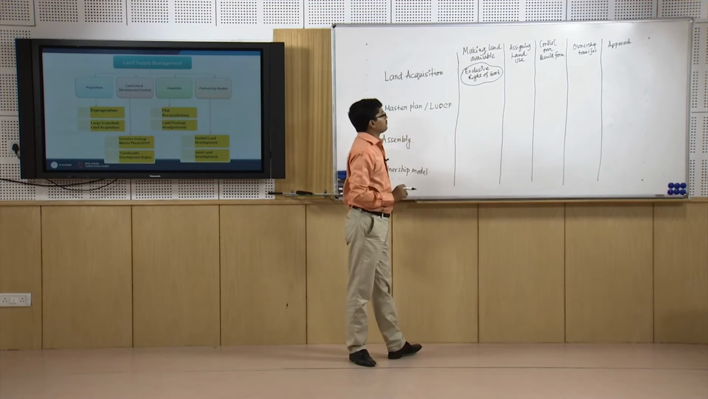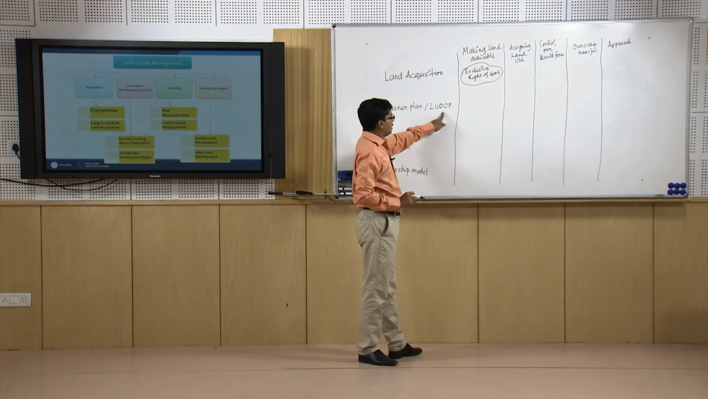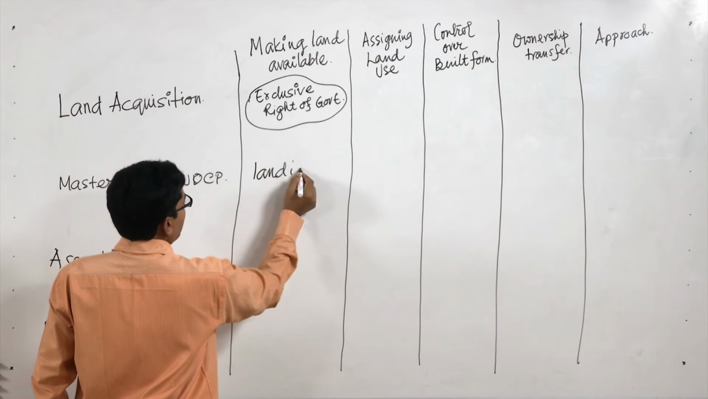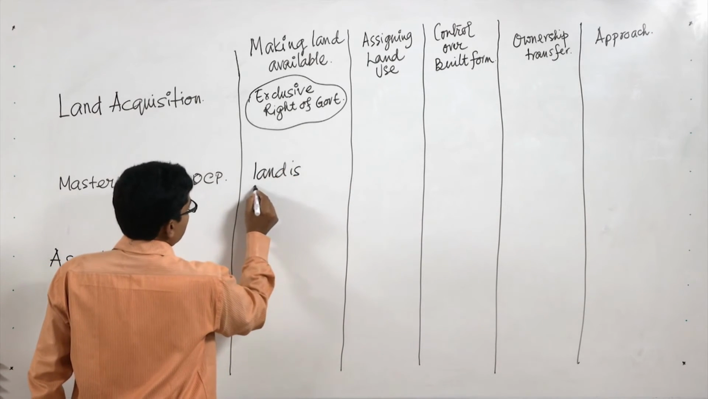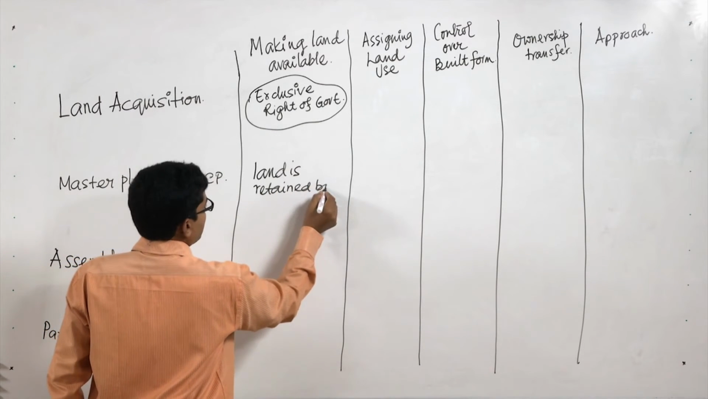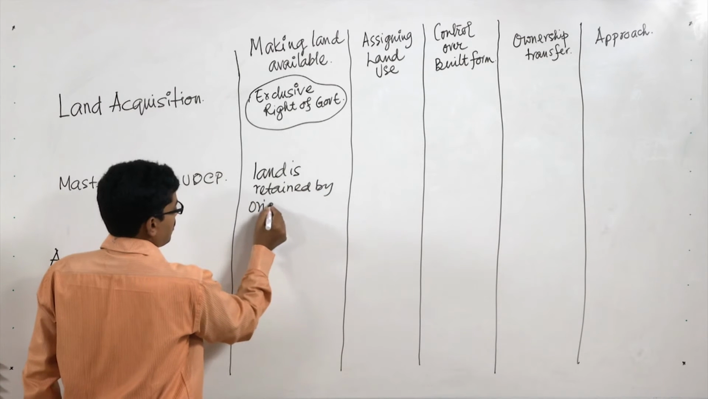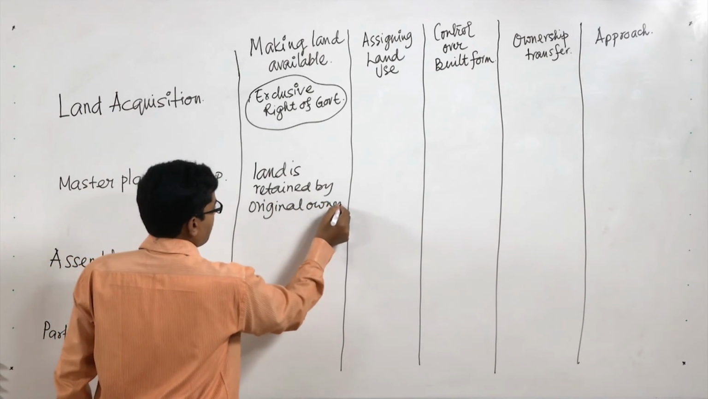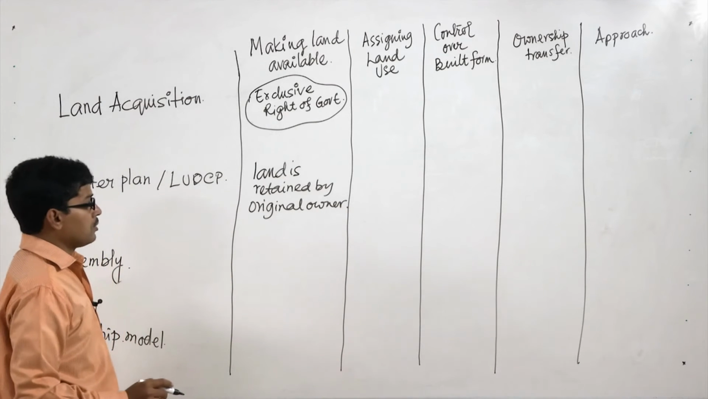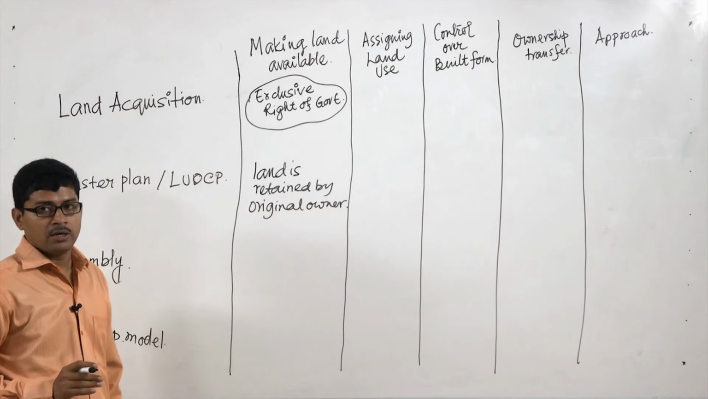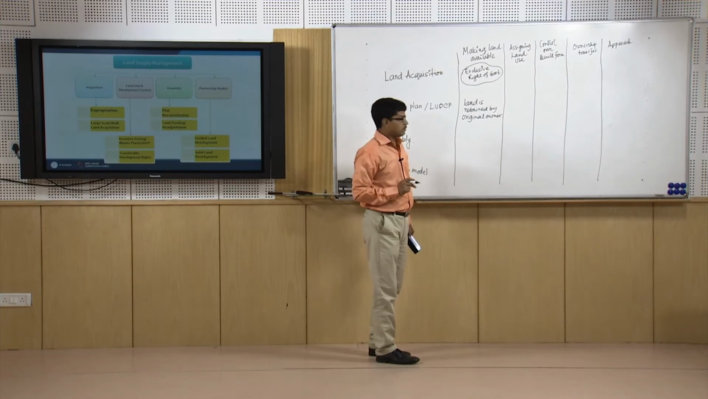They take the land, whereas in master plan and LUDCP they do not own. Here the land is owned by the original owner. So, the original owner may be government, it may be private, it can be a company, but government is not taking the ownership of the land.